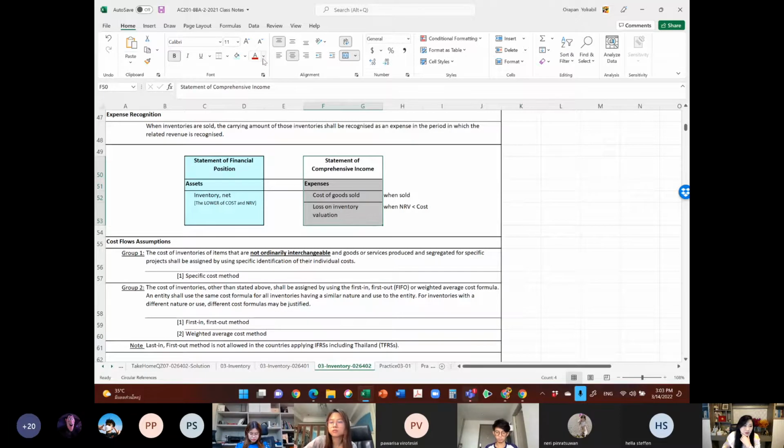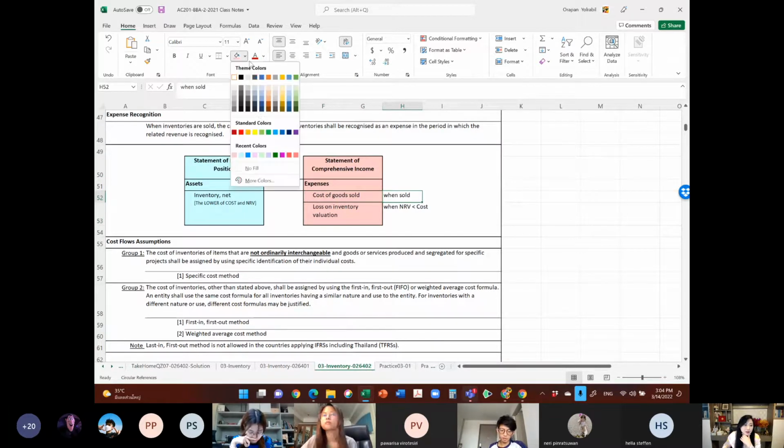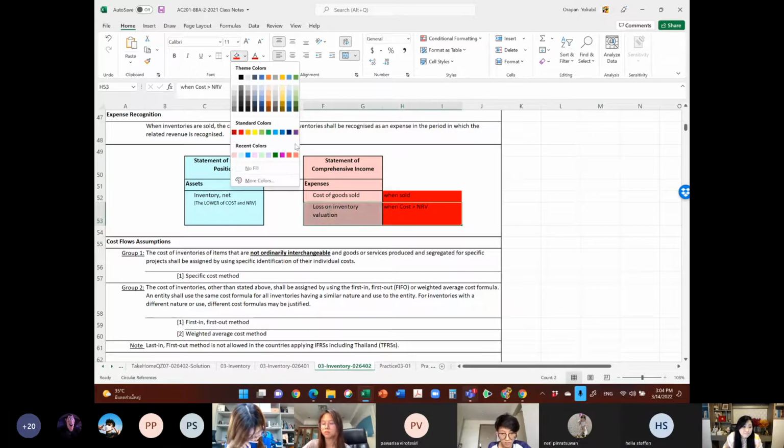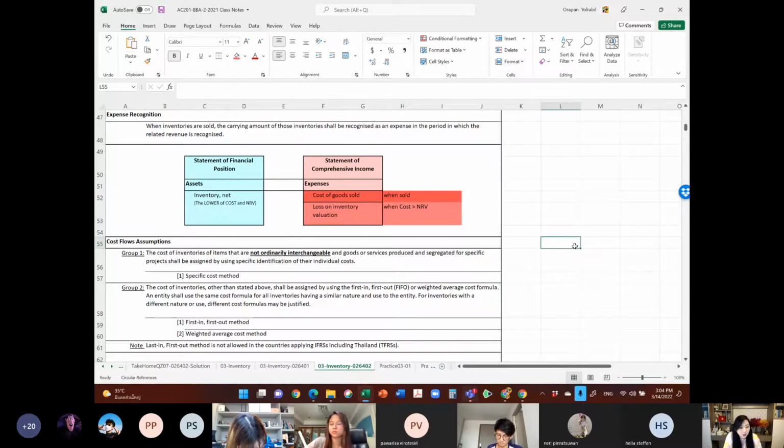And then for the statement of comprehensive income, you would have the cost of goods sold recognized when you sell off the asset. So if you sell off the asset, then you have to recognize the cost of goods sold. But when the cost is greater than NRV, in that situation, you have to recognize also loss on the inventory valuation. Let's use different colors. So the loss on the inventory valuation is presented as well on the statement of comprehensive income. Now you may wonder, John, how do we do the calculation for the cost of goods sold?